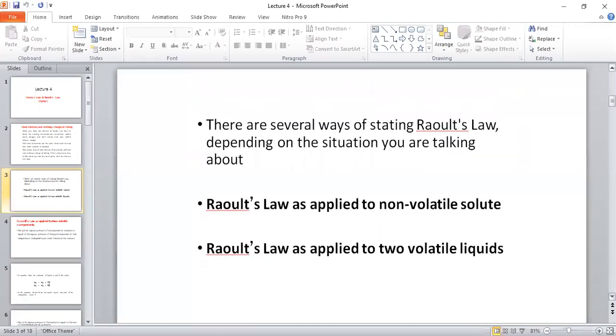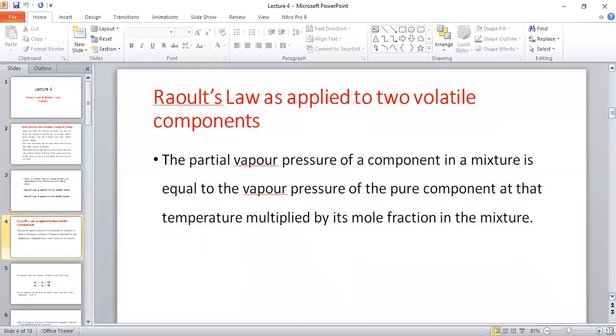Then we want to state Raoult's law based on our understanding now of ideal mixtures. There are several ways of stating Raoult's law depending on the situation you're talking about. We have Raoult's law as applied to non-volatile solutes. We also have Raoult's law as applied to two volatile liquids. So now let's look at Raoult's law as applied to two volatile liquids.